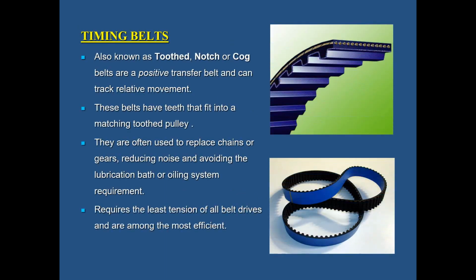And next we are going to see timing belt drives. From the shape itself, it has a stepped shape. So it has a gripper shape compared to the other two. The belt has teeth that fit into the matching toothed pulley. So they are often used to replace chains or gears, reducing noise and avoiding the lubrication bath or oiling system requirements.